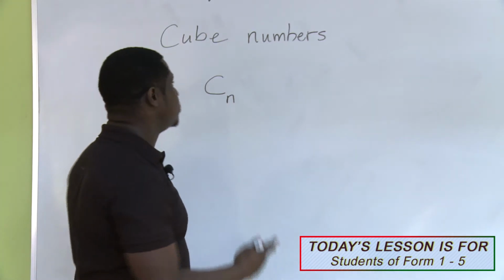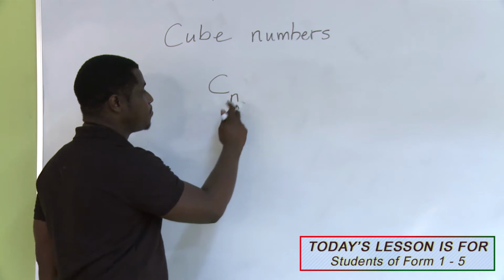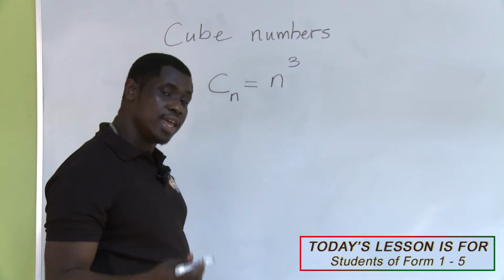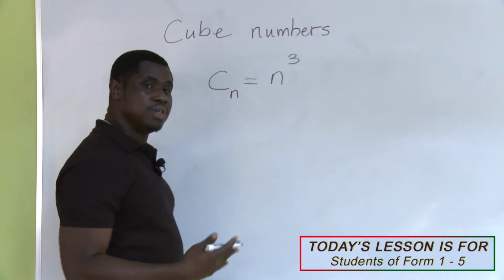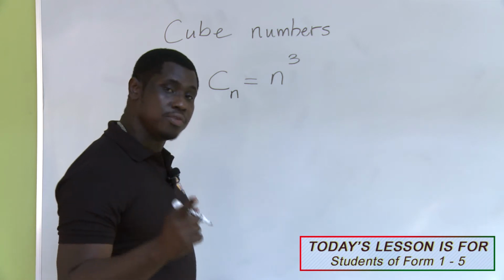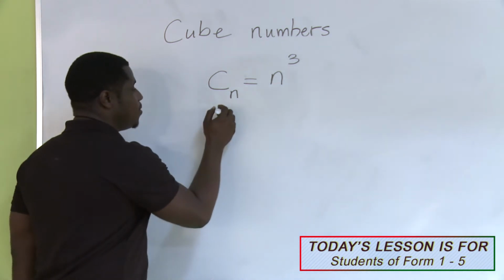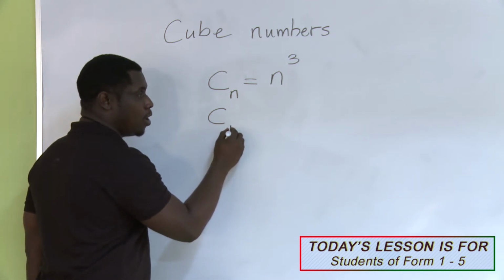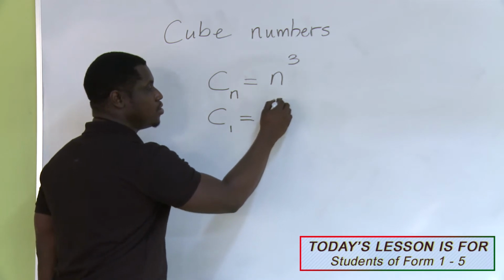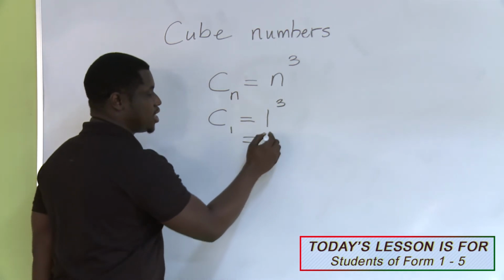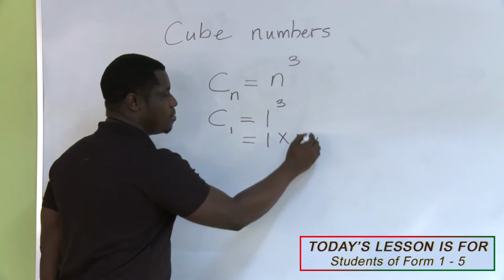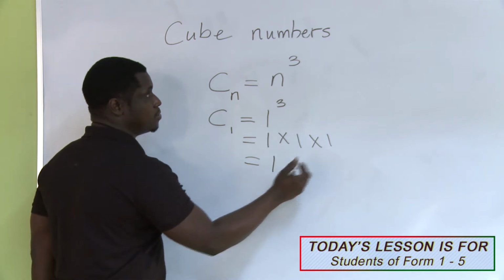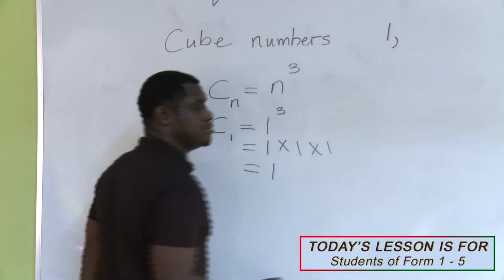Cube numbers, which I would denote as capital C subscript n, is equal to n to the power of 3, or in other words, we say n cubed. And what n cubed means is that I'm going to multiply n by itself 3 times. So if I want to identify the first cube number, I'm going to have C subscript 1, and that is equal to 1 cubed. And what 1 cubed means is that I multiply 1 by 1 by 1, 3 times. And 1 times 1 times 1 gives me 1. So my first cube number is 1.